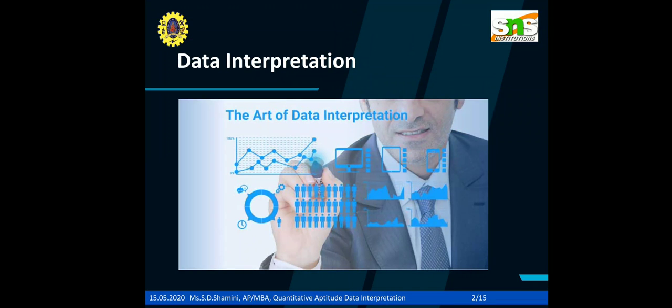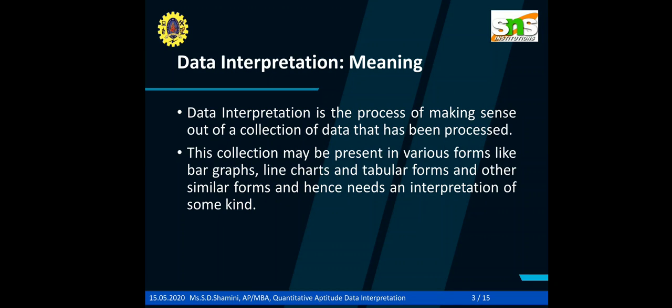So data interpretation is an art and a process of making sense out of a collection of data that has been processed. This collection may be present in various forms like bar graphs, line charts and tabular forms and other similar forms such as web or radar, and hence needs an interpretation of some kind. In this video I am going to teach you about data interpretation with the help of many important techniques and examples. Maybe some examples will be covered in the next video.